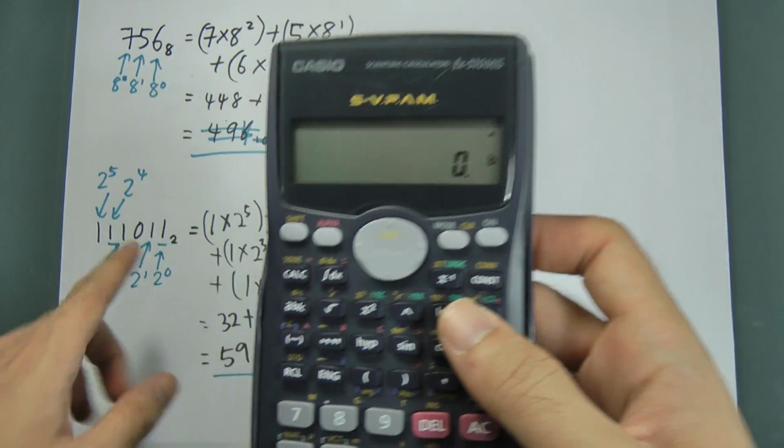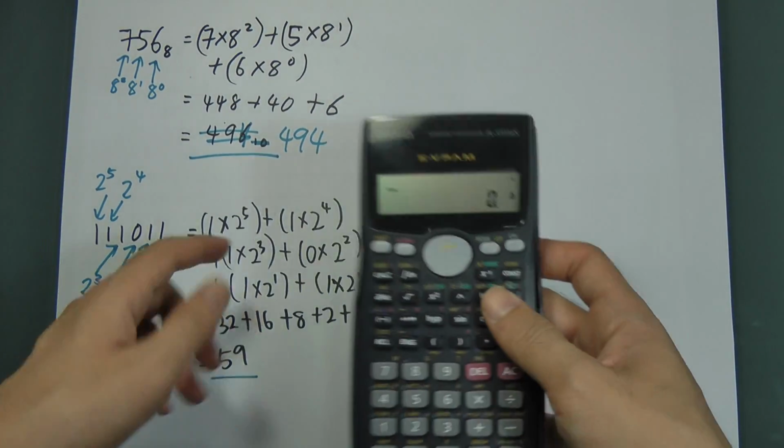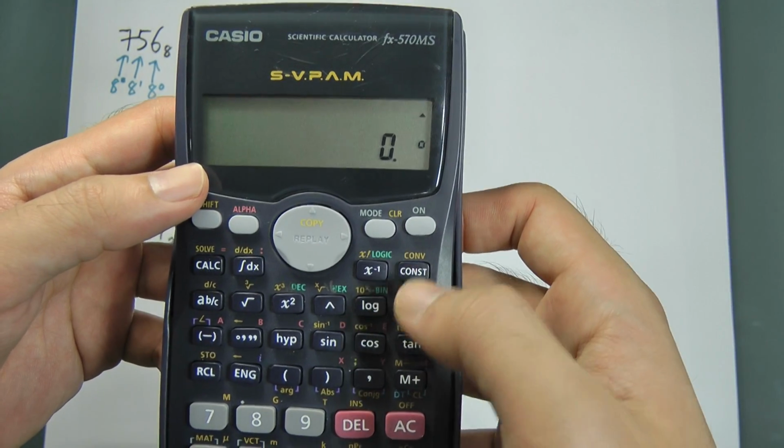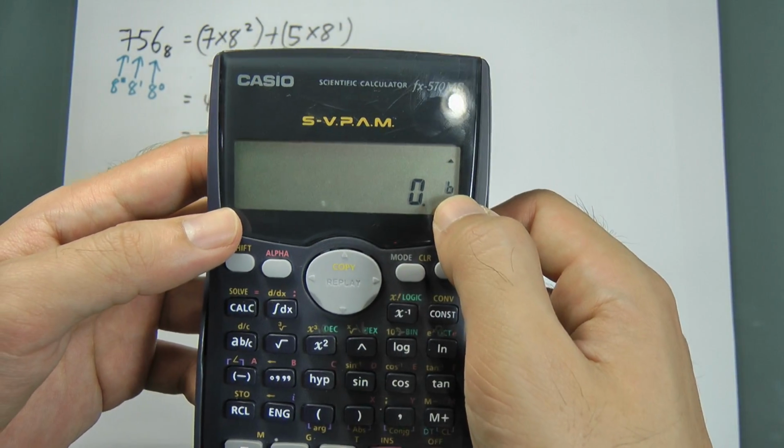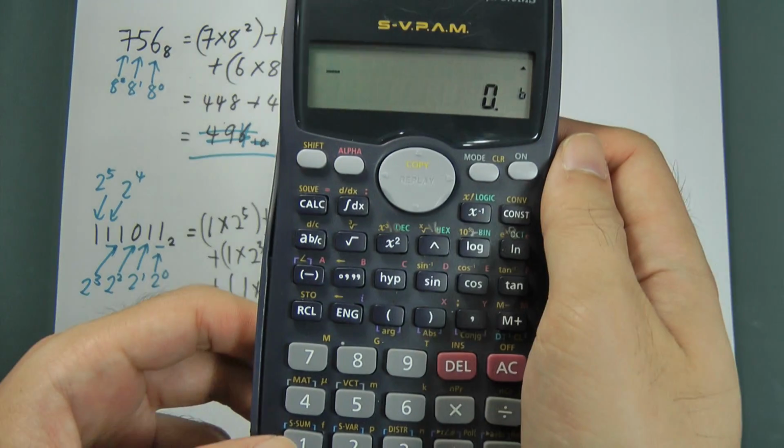Okay, if you want the second one, base 2, so for base 2, you press BIN. So you will see BIN over here. And then you press all the numbers over here.